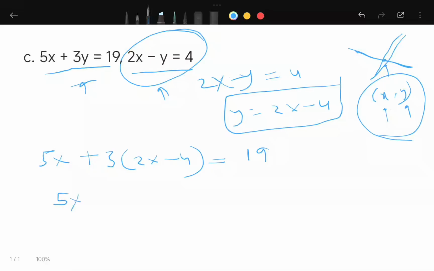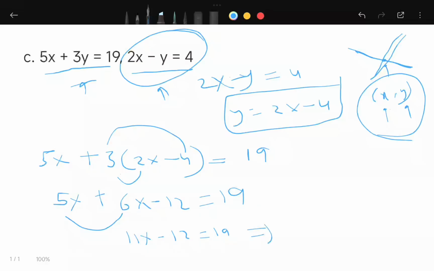Now coming to the equation, 5x plus 3 into 2x is 6x minus 3 into 4 is 12 equals 19, which is 11x. 5 plus 6 is 11, 11x minus 12 equals 19, which in turn becomes 11x equals 31, x equals 31 by 11.